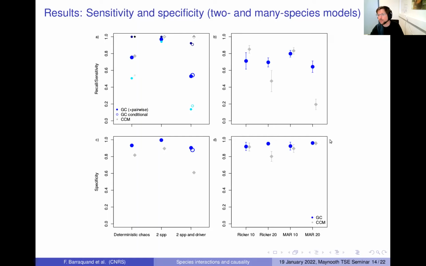So overall, both methods work and have similar performances, which really wasn't expected. We expected that when we had highly nonlinear dynamics, convergent cross-mapping would dominate, and when we had quite linear dynamics, Granger causality would dominate. So we should have had patterns where the scores decrease from left to right in those panels, and that's not what we observed.